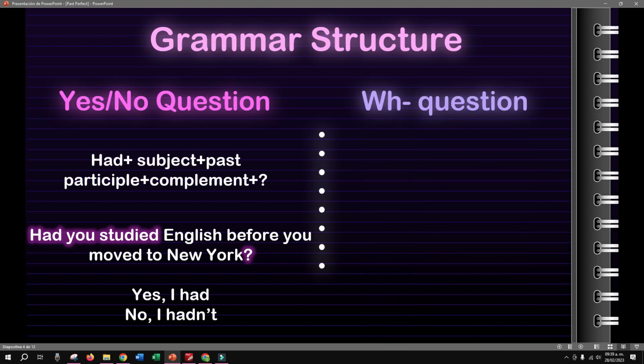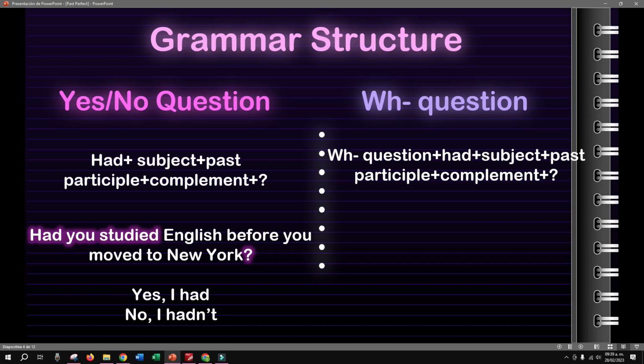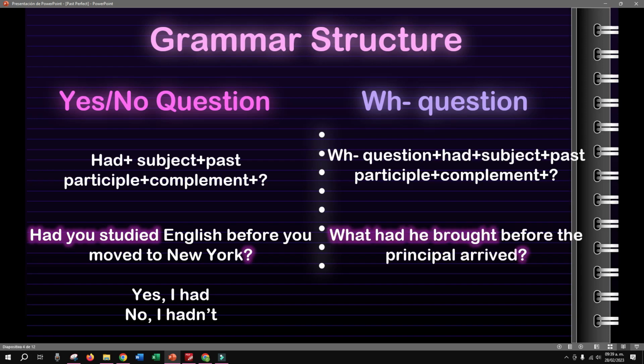What about WH questions? WH word in that case, plus had, plus the subject, plus past participle, complement, and question mark. What had he brought before the principal arrived? Right? So look at that one. This is a WH question.